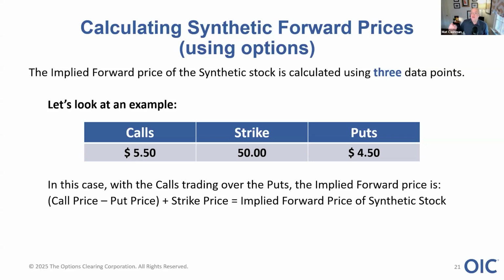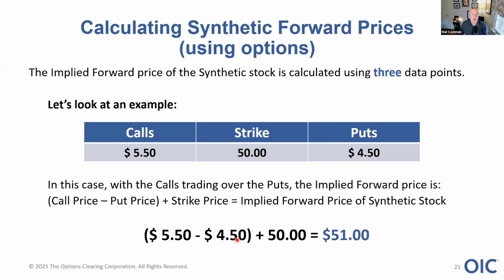In this case, 5.5, 4.5, and 50 are the three data points that we need. 5.5 minus 4.5 plus 50. Remember, call minus put plus strike equals forward price. In this case, you can look at this and say the forward price of the synthetic stock is being implied as 51 bucks. Why? Because the call is trading 1 over the put. That's the simplest way I can drive this point home.